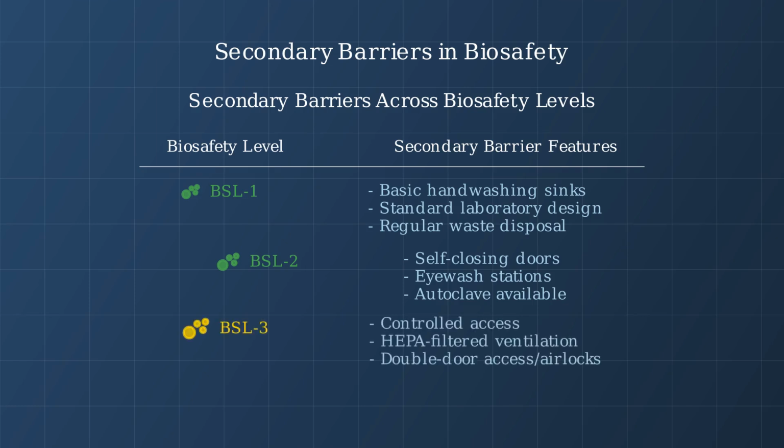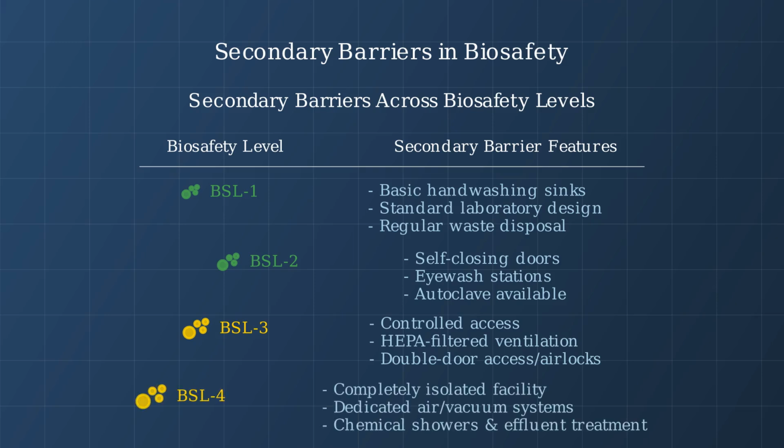At Biosafety Level 3, secondary barriers become much more sophisticated, including controlled access zones, HEPA-filtered ventilation systems, and airlocks between laboratory spaces. The highest level, BSL-4, requires completely isolated facilities with dedicated air and vacuum systems, chemical showers for decontamination, and comprehensive effluent treatment systems.